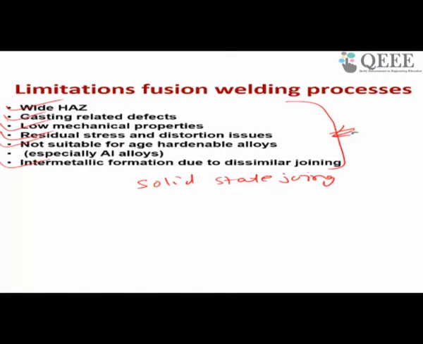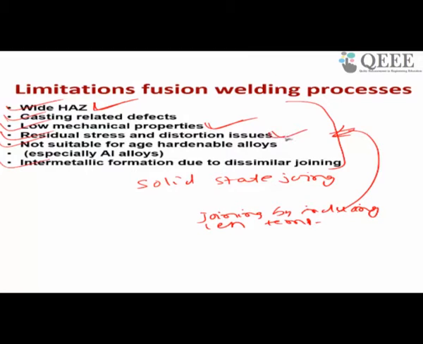How to reduce these effects? If you do joining by inducing less temperature, you can overcome the heat affected zone problem, you can overcome the low mechanical properties problem, and you can overcome the residual stress problem. But you cannot overcome casting related problems? Actually, casting related problems will be overcome if you don't melt the material. Casting is melting and solidification, so that kind of defect will not be observed.